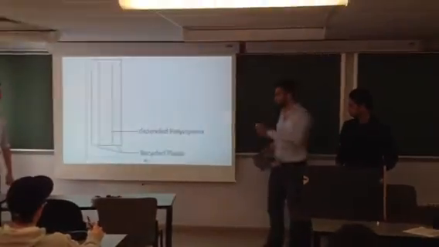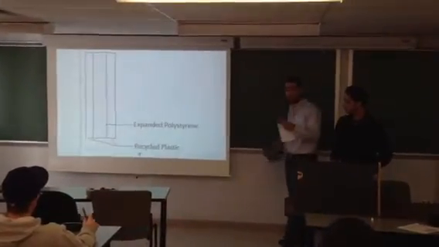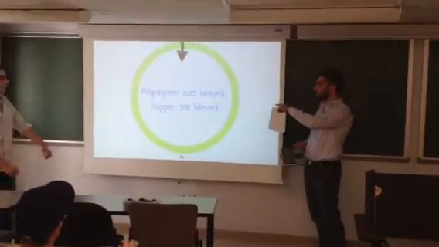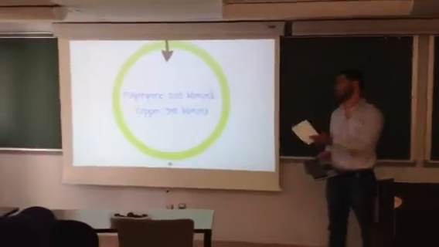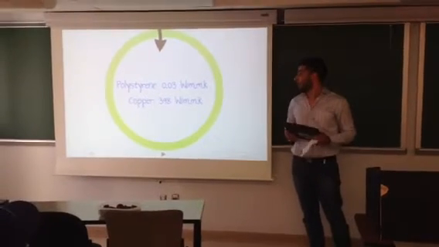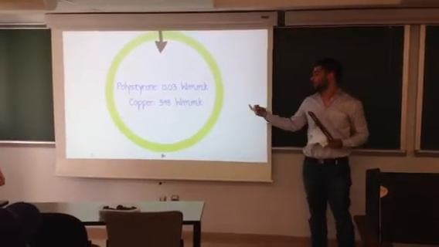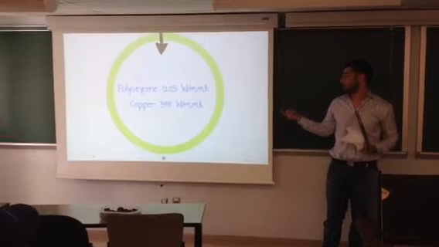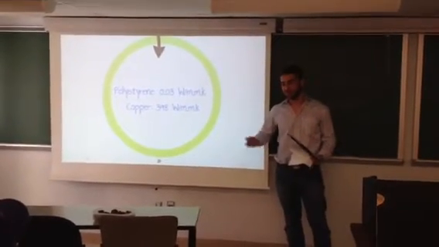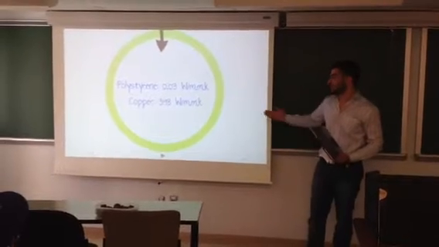So I'll give you 2 examples of heat transfer coefficient. This is the heat transfer coefficient for the polystyrene, which is 0.03 watts per meter squared per Kelvin. And the copper is 398 watts per meter squared per Kelvin. I know you would be thinking we wouldn't use copper, but it's just a comparison.